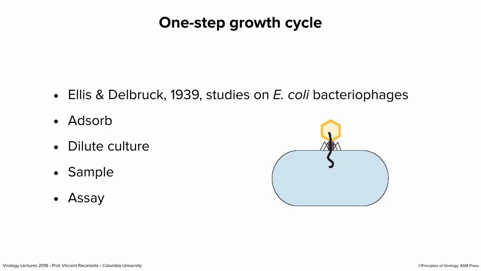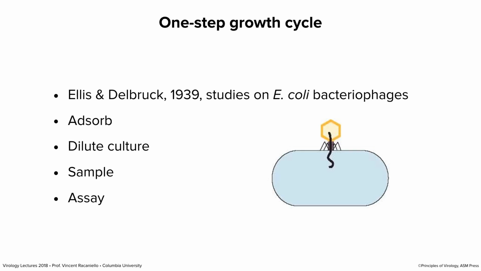All right, let's talk about studying the virus infectious cycle, which is the name of this lecture. How do we do that? And this is called the one-step growth cycle, which was first developed in 1939, again, by people working on bacteriophages. And what you do here is you take your virus preparation, you adsorb it. That's a word we use when we say we add virus to cells and let the virus stick to the cell. We then dilute the culture so no more infections occur. We synchronize the culture, and we then take samples at different times after infection, and we measure virus, say, by plaque assay. That's a one-step growth cycle.